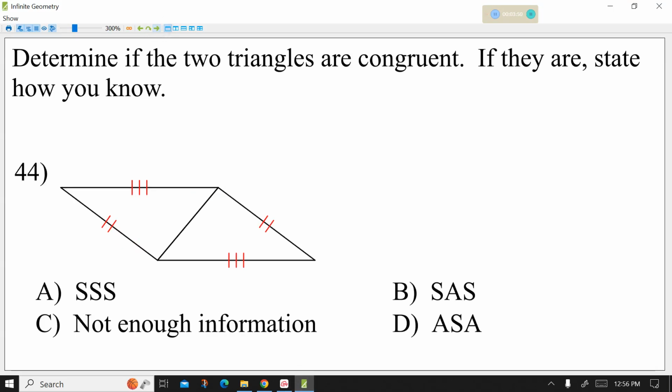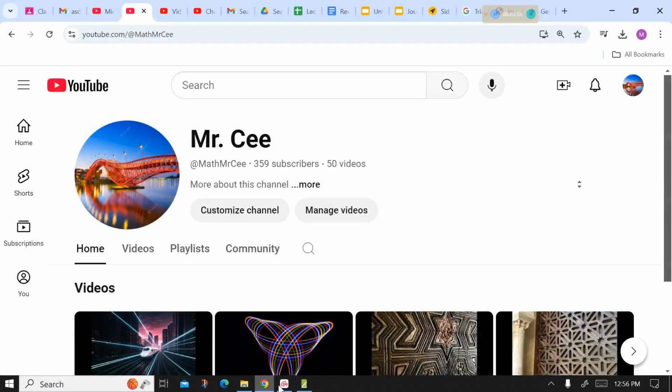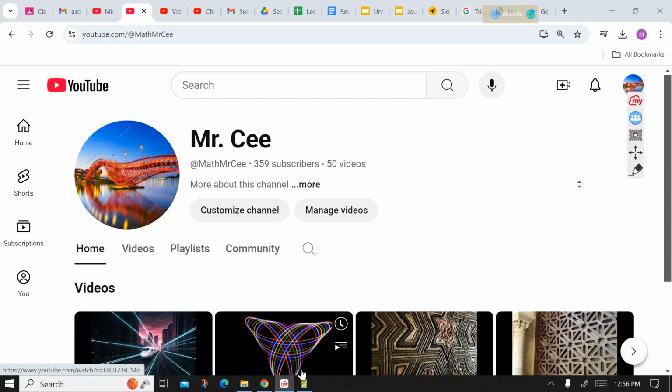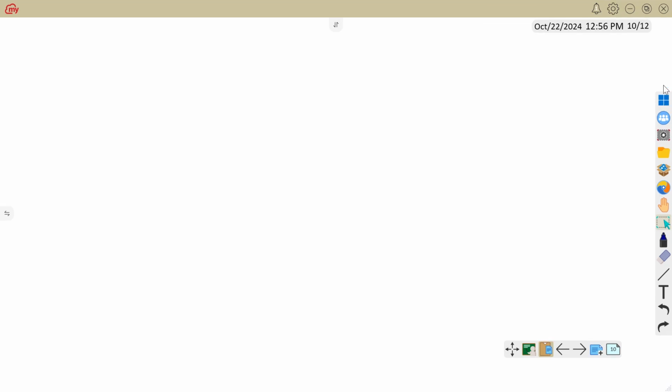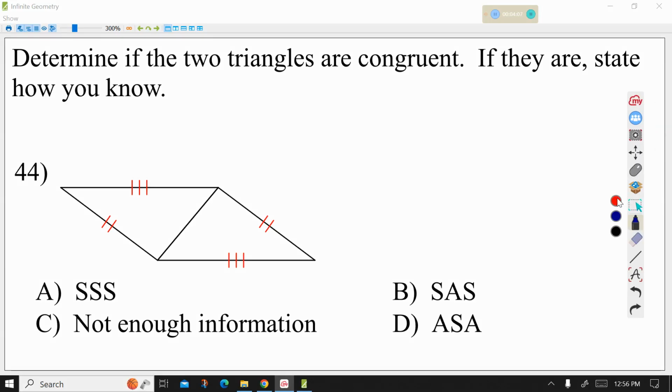So let's go take a look at 44. On 44 right here, again, we have a common side. So what we're going to do is mark that side very quickly. We're not going to wait for anything else to happen. We want to do that on the first thing that we do when we walk up to the problem. We should be able to say, oh, common side, boom. We want to mark that quickly, the second you walk up to it, because we're doing congruent triangles, and we just have to have that reflex.